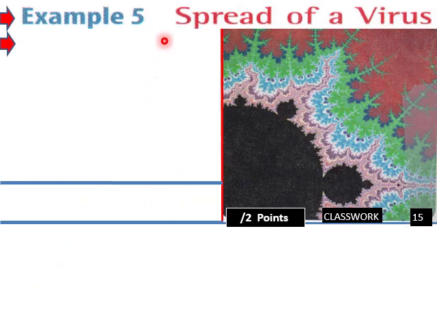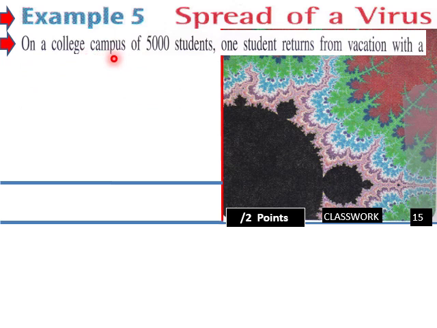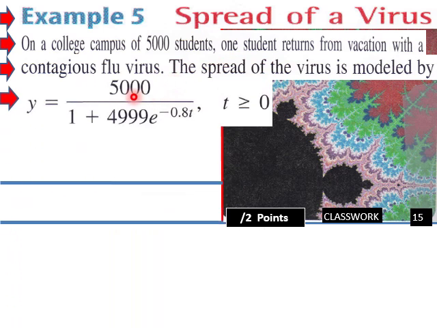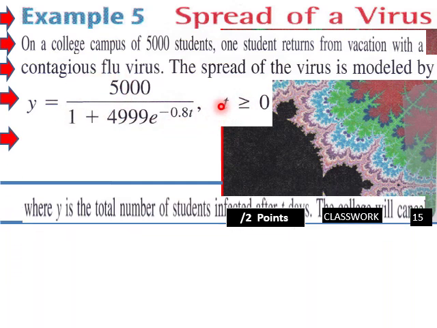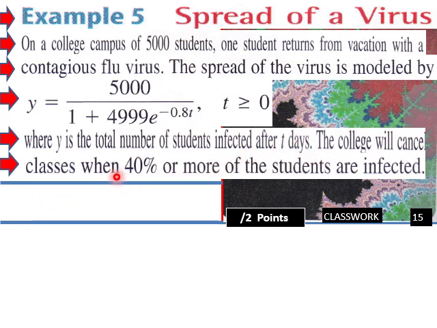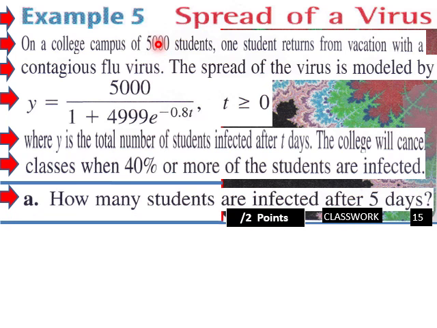So let's try one now. Spread of a virus on a college campus, 5,000 students. One student returns from vacation with a contagious flu virus. The spread of the virus is modeled by this function here, time is greater than or equal to 0, where y is the total number of students infected after t days. The college will cancel classes when 40% or more of the students are infected. So 40% of this amount here, 40% of 5,000.